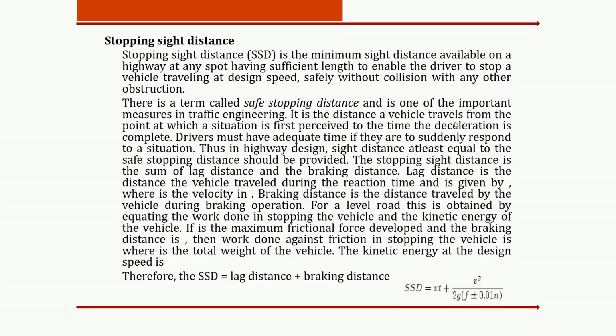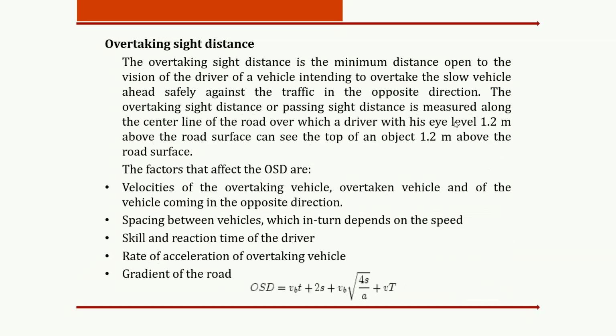So mathematically the stopping distance can be calculated using this formula. In this PowerPoint presentation you can see the formula: SSD is equal to Vt plus V square divided by 2g, in brackets f plus or minus 0.01 into N. We can use this formula for calculation of stopping sight distance, and when we go through the numerical, I will tell you in detail how this formula can be used to calculate the stopping sight distance.